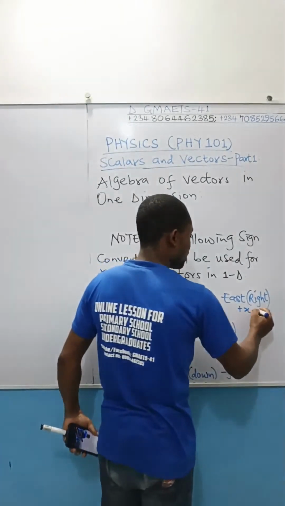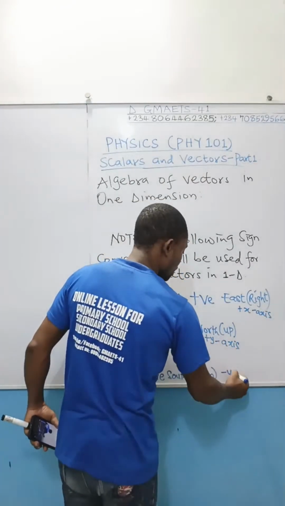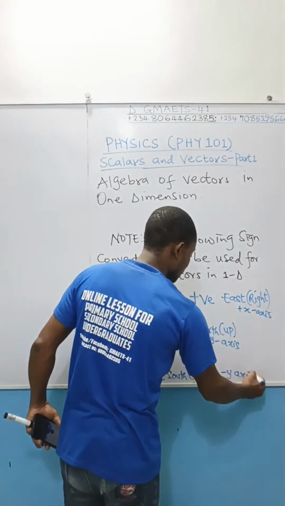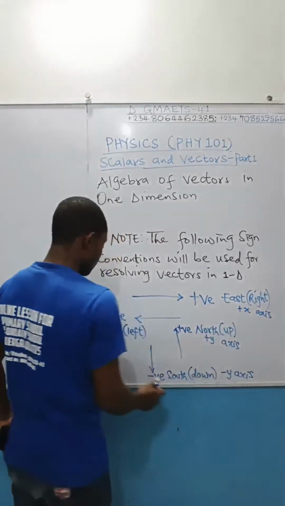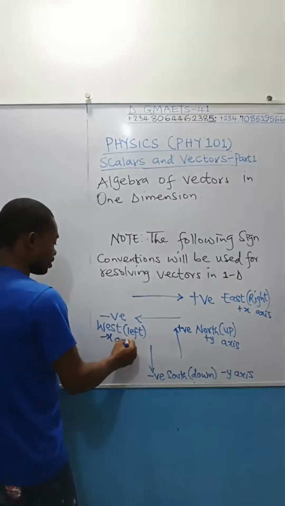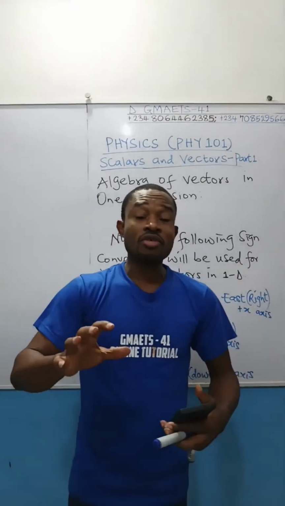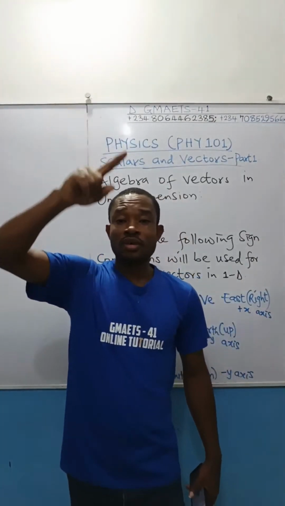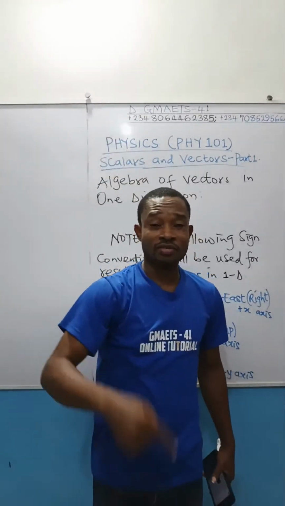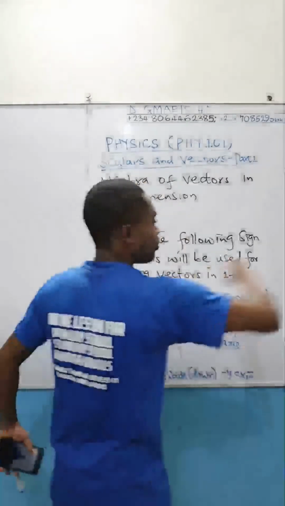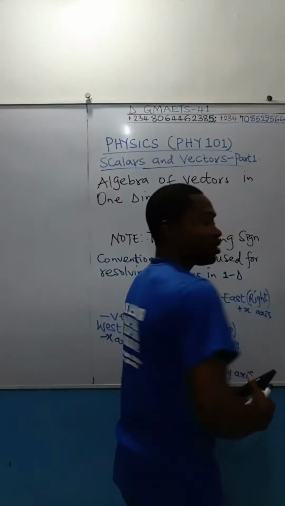This is the positive x-axis. This is the positive y-axis. This is the negative y-axis. Let me remove this so you don't think it's minus. And this is the negative x-axis. So we are using our standard graphical representation. Positive y is pointing upward from the origin. Negative y is pointing downward, which is south, from the origin. Positive x is pointing right from the origin, and negative x is pointing left from the origin.